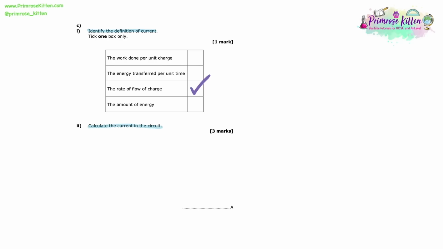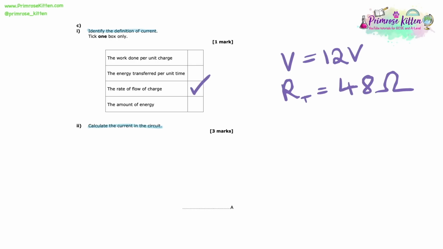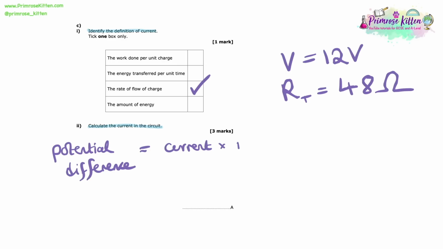So next up, we're asked to calculate the current in the circuit. So to be able to work this out, we need to know which formula to use. At the minute, we know that the voltage is 12 volts, we were told that earlier, and we worked out that the total resistance in this circuit was 48 ohms. So that means that we need an equation with a potential difference in it, with total resistance in it and with current in it. So here we have potential difference equals current times resistance. Or you might know that equation as V equals I times R. Both of them mean the exact same thing.